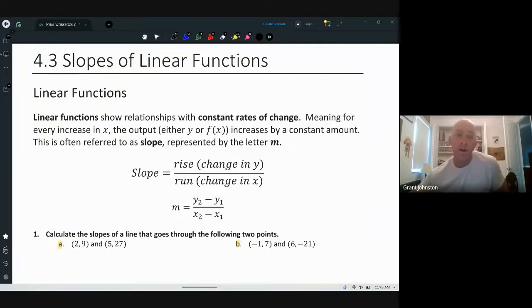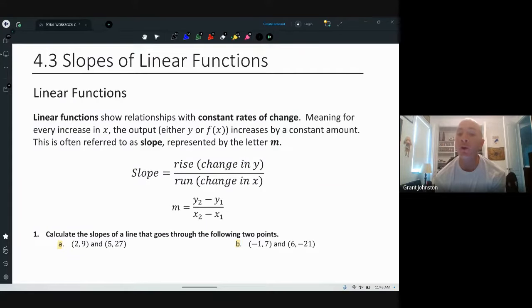Slopes of linear functions. So it says here, linear functions show relationships with constant rates of change, meaning for every increase in x, the output, either y or f(x), increases by a constant amount.